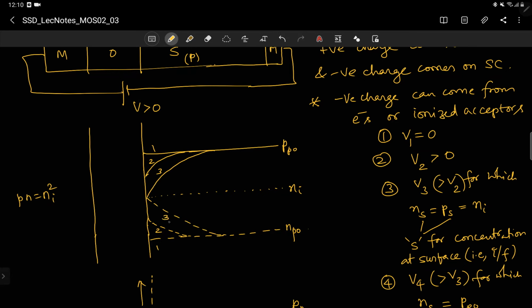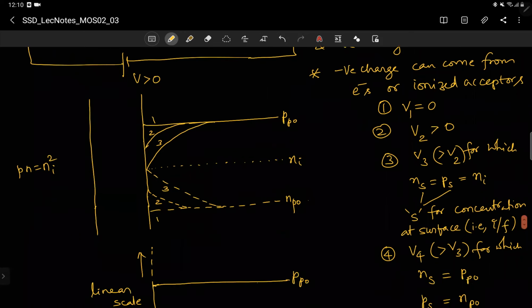Okay. So in this case, Ns and Ps are equal to Ni. The dotted line is Ni. From Pp0, the hole concentration has come down to Ps, the surface hole concentration, which is equal to Ni. Similarly, electron concentration has gone up, and at the surface it is equal to Ni. So Ns and Ps are Ni.